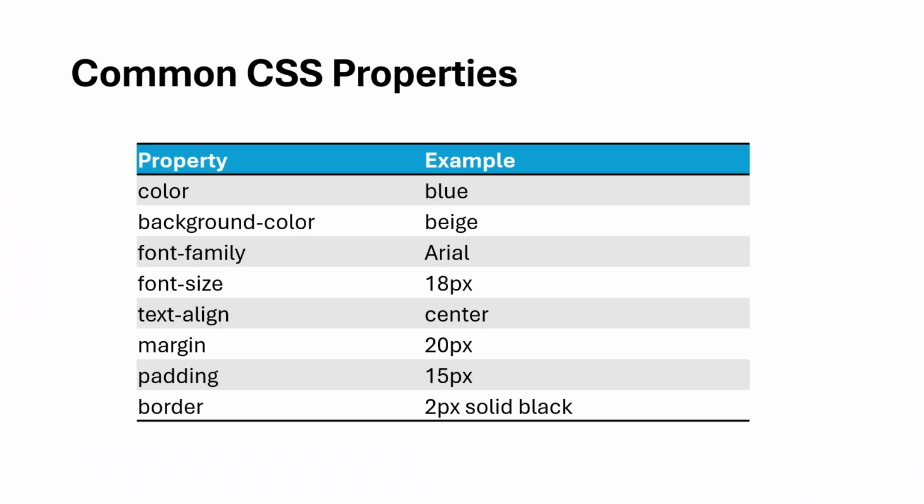Here are several CSS properties that you'll frequently use. So color changes the text color. Background color changes the page or element background. Font family selects the typeface, and font size controls the size of the text. Margin and padding create spacing, while borders draw lines around elements. So these basic properties are enough to make a significant improvement in a web page's appearance.